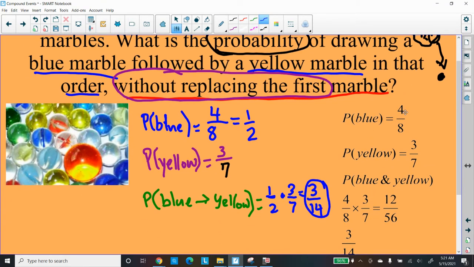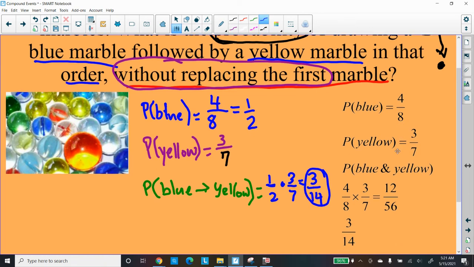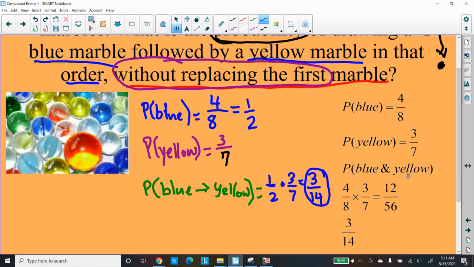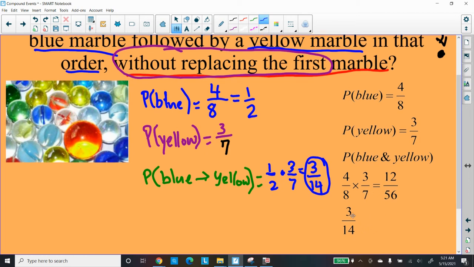So we found the probability of a blue marble was 4/8, and the probability of getting a yellow marble is 3 out of 7. Why 7? Because they took out one of the marbles from your bag and did not replace it back in there. So they're talking without replacement. So the probability of blue, followed by yellow, would be 4/8 times 3/7, because the counting principle tells us to multiply. 4 times 3 is 12. 8 times 7 is 56. And if you reduce that down, I believe you can divide it both by 4. That'll give you 3/14 as we got in our answer.